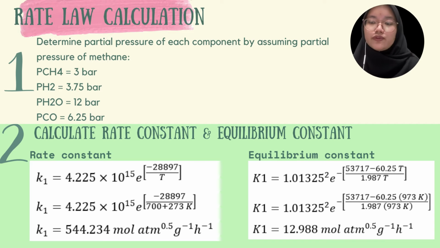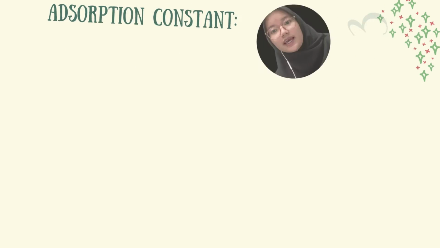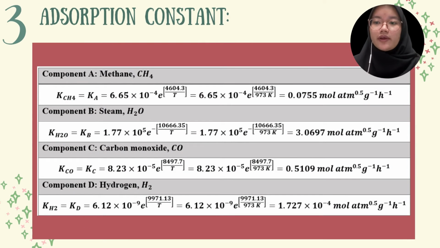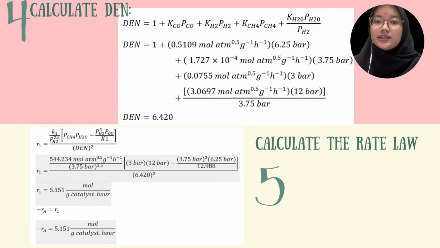The calculation is shown here for rate constant and equilibrium constant. Next, the adsorption constant for each component in the reaction is calculated based on the respective formula for each component, as shown here. The equation shown here is obtained based on references. The DEN for the reaction is calculated where DEN is equal to 1 plus KCO PCO plus KH2 PH2 plus KCH4 PCH4 plus KH2O PH2O over PH2.